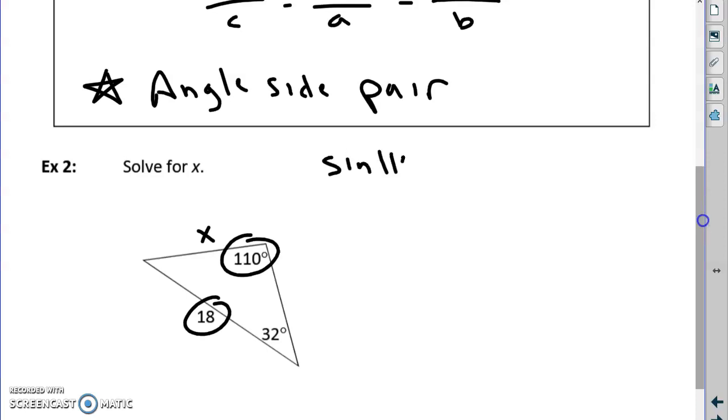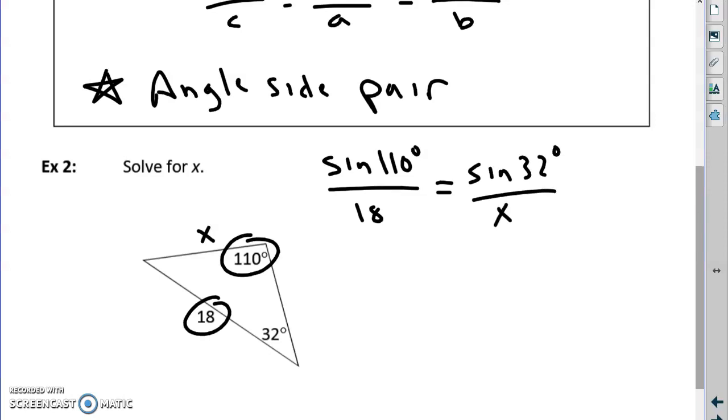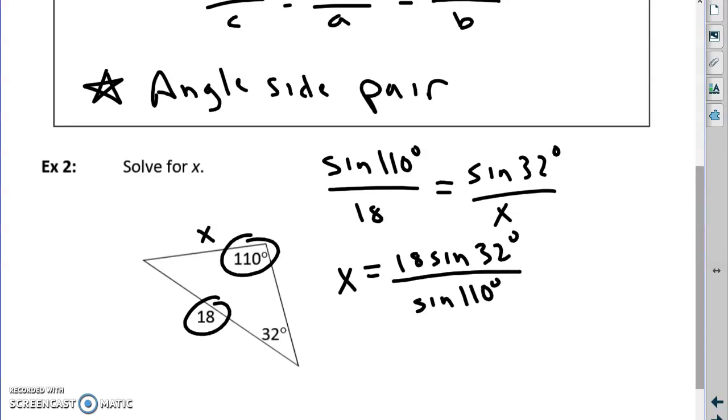Sine 110 divided by 18 equals sine 32 divided by x. Cross multiply, let's be a little quicker this time. X equals 18 sine 32 divided by sine of 110. And our calculator generates x to equal 10.